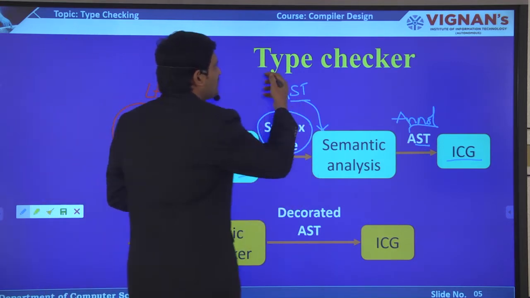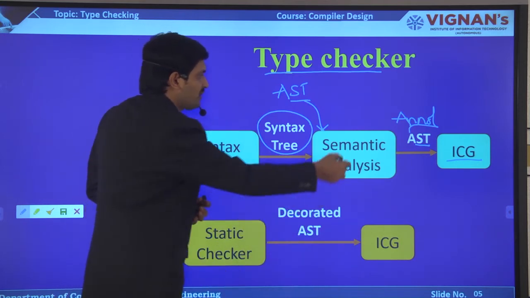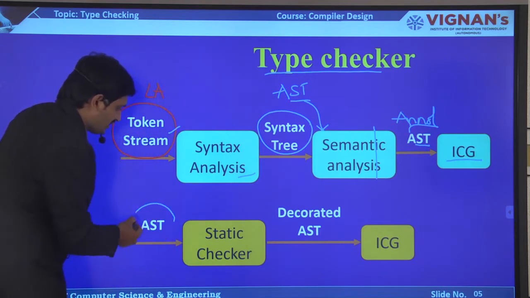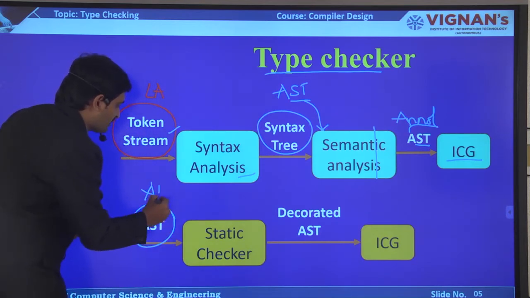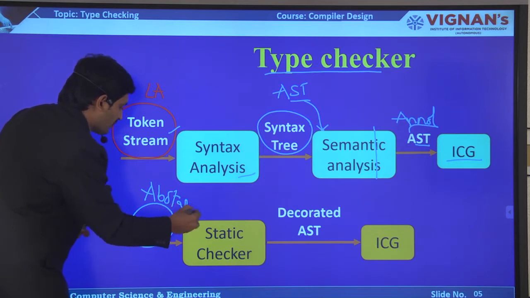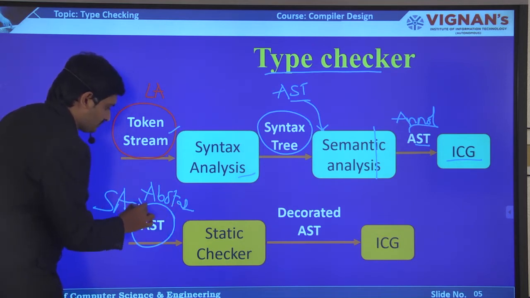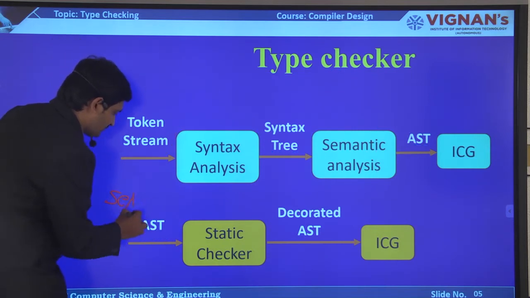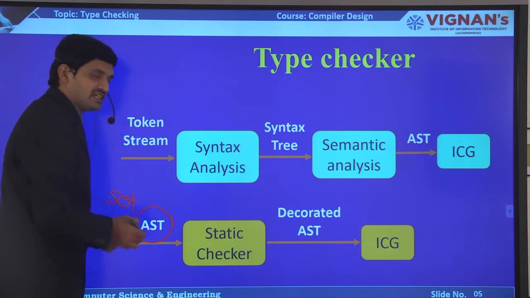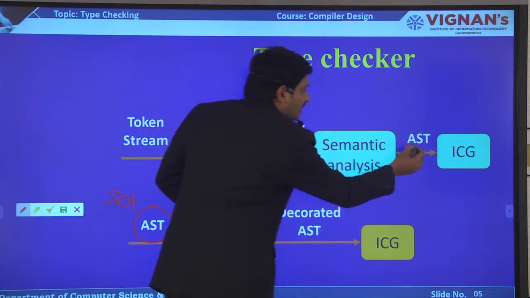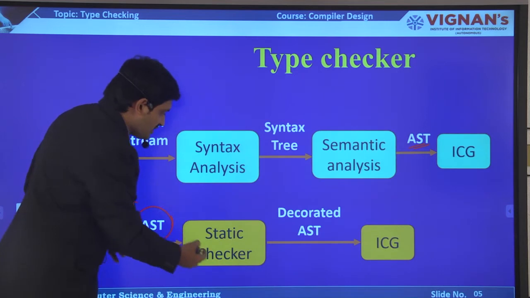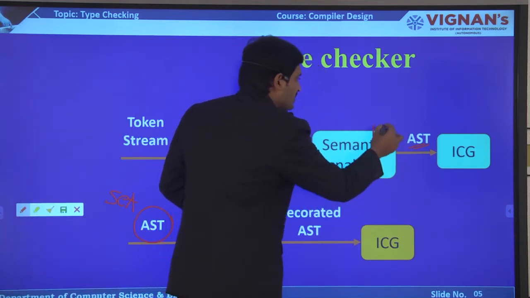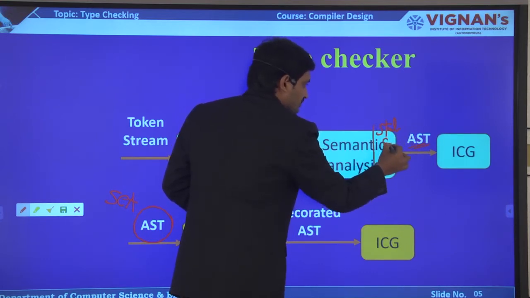So now the question is, where is this type checker to be placed? It is to be placed in this semantic analysis. That means it is taking the AST, the abstract syntax tree generated from the syntax analysis phase. From the semantic analysis phase, the annotated syntax tree or annotated parse tree is generated. This is given as input to the static checker. That means the semantic analysis consists of this static checker.